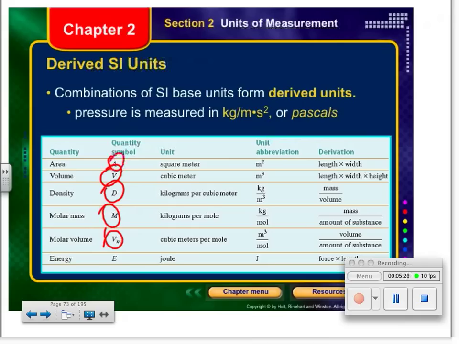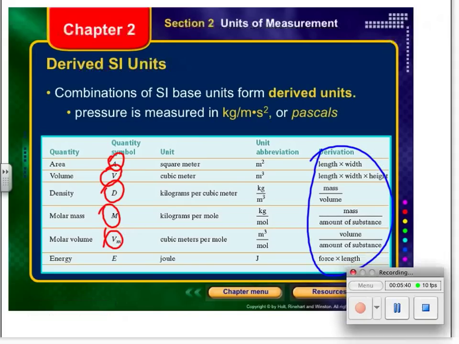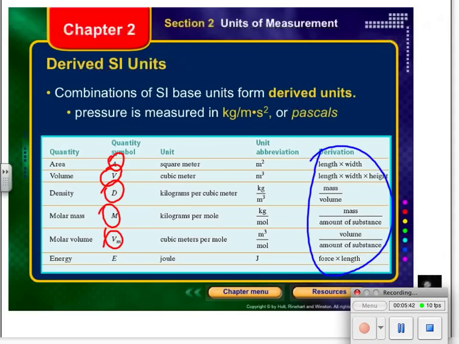Okay. So this is another table I told you about. What do I want you to know? I want you to know this one. I want you to know the derivation. How do you get it? How do you get to it? All right. So here's a simple example on the next screen.